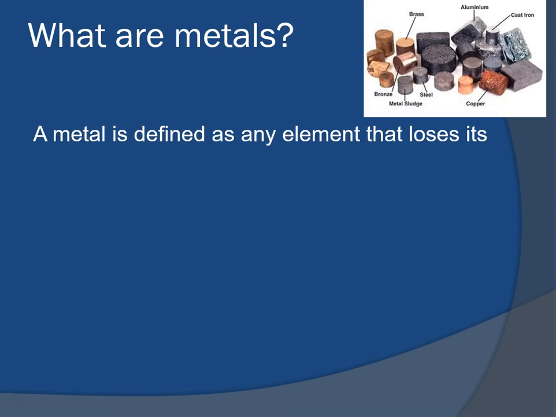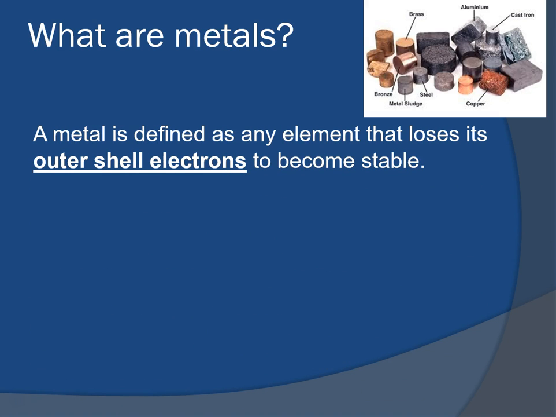Okay, so a metal is any element that loses its outer shell electrons to become stable. We pointed out that these tend to be towards the left-hand side of the periodic table. Group 1 and group 2 are very reactive metals, transition metals are in the middle, and then over on the right-hand side, underneath the step, we have our metalloids, and then we have non-metals.